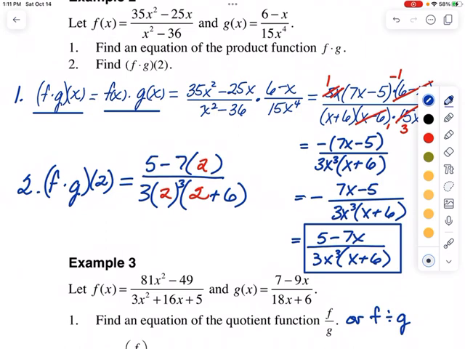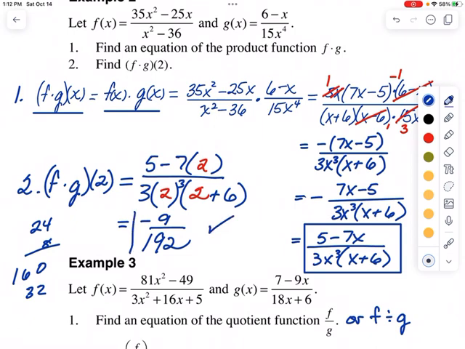5 minus 14 is negative 9. So our answer is negative 9 over 3 times 8, which is 24. 24 times 8, that's 160 plus 32, which is 192. I think. Is that right? 3 times 8 is 24. 24 times 8 is 160 plus 32. So there we go, and here's our answer. Not really beautiful, but nonetheless, they're real numbers that we deal with all the time.